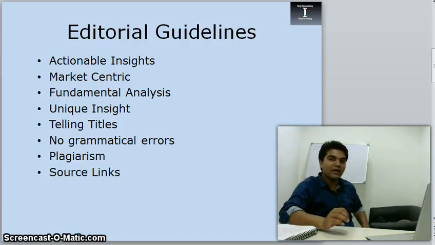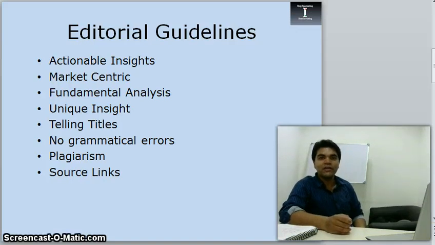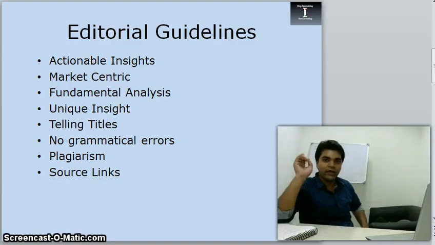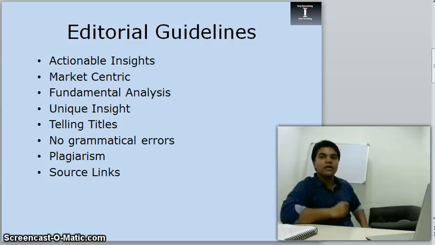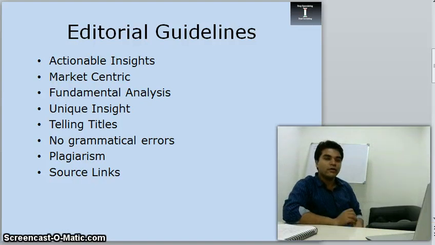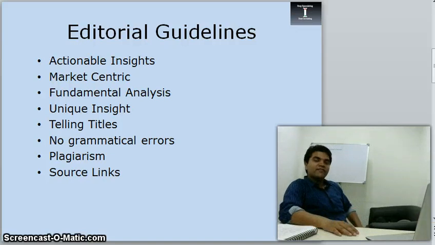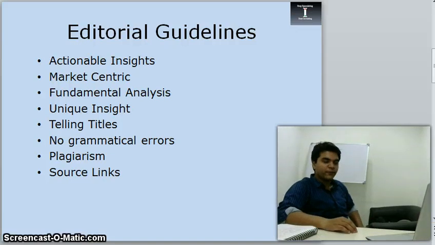Try to read as much as you can. That's the only way you can improve your English and also your grammar. So those are areas which you need to consider, and the more you write, you will automatically improve your grammar. The next thing is plagiarism and sourcing.